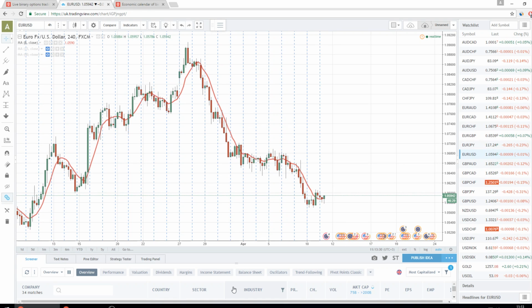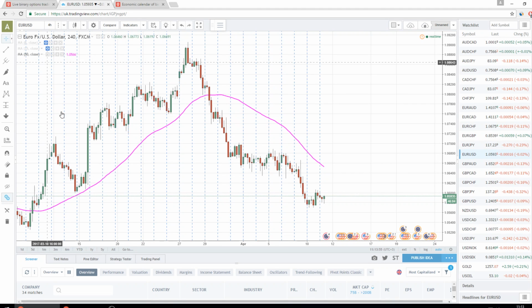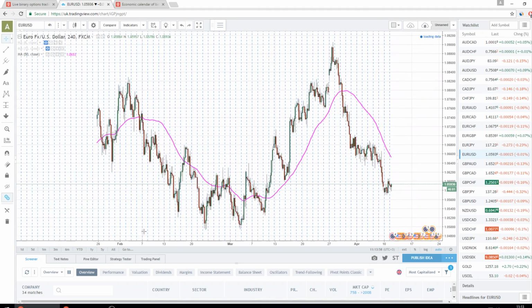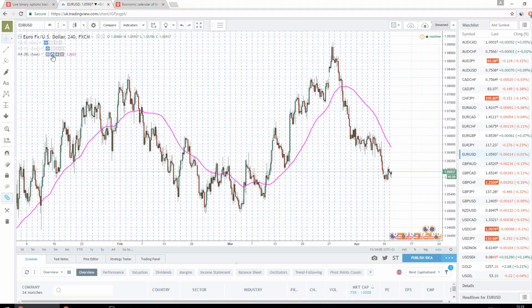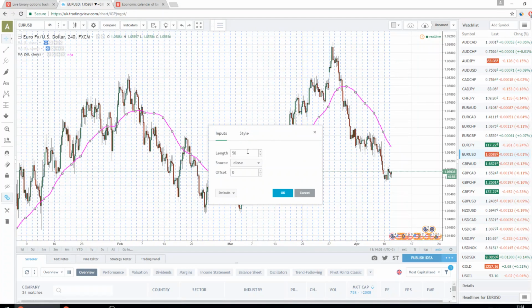Also, what we can do with the moving average is to determine the support and resistance levels. Let's switch to another time frame. A bit bigger one. Even let's take probably 200.